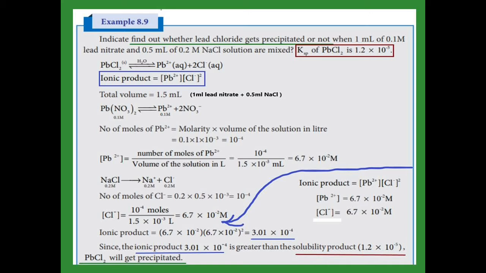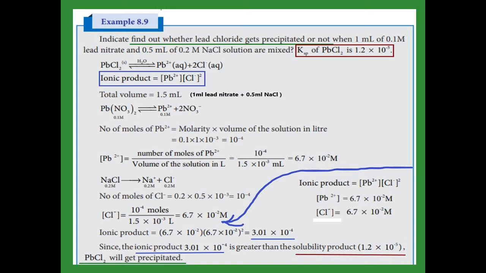First of all, lead chloride dissociates in water into Pb2+ and 2Cl-. So the ionic product is the concentration of Pb2+ times the concentration of Cl- whole squared. In the equation we have 2 moles of Cl-, so the 2 goes to the superscript.